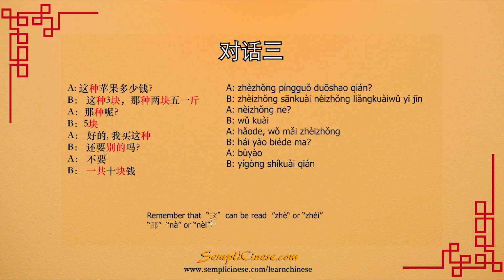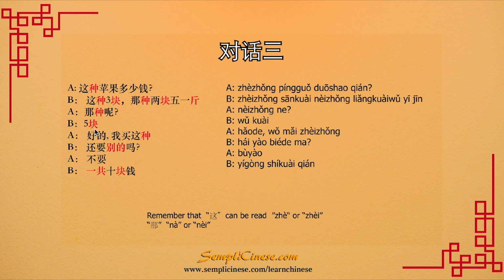Now let's see the meaning of this conversation. 这种苹果多少钱 means this type of apple, how much? So how much is it for this type of apples, this kind of apple? 这种3块, this type is 3块, is 3 yuan. 那种2块5一斤, that type is 2块, so 2 renminbi, 0.5 for 1 jin. We will see the numbers of the prices soon after the dialogue, how to read them. 那种呢? What about that type?